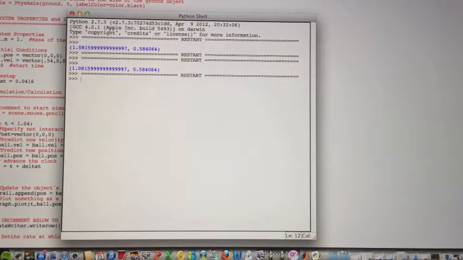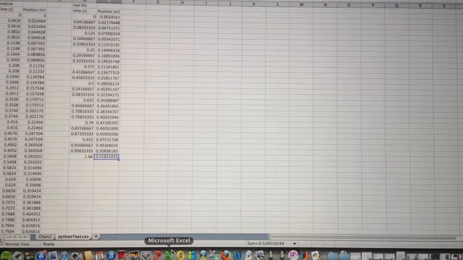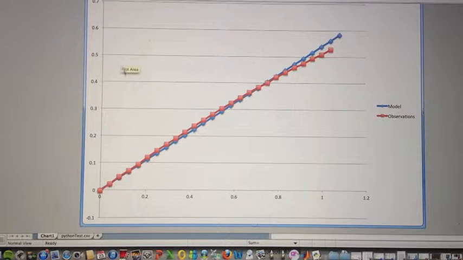I saved that data and added it to the same Excel spreadsheet, and from there I went to the chart. I made a scatter plot of both of them. The red line is the observation of the can rolling across the room, and the blue line is the model. The blue line is a perfectly straight line, assuming there's no change in velocity. The x-axis is time in seconds, and the y-axis is distance in meters.